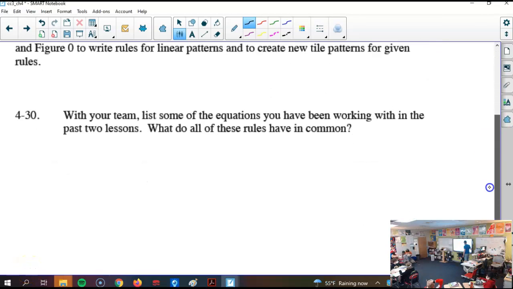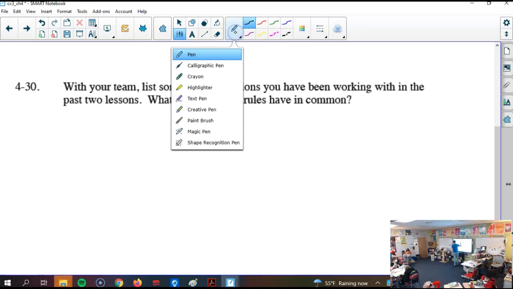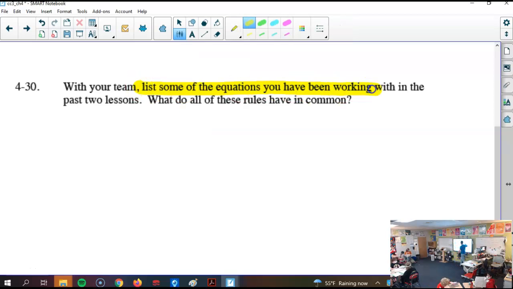Your goal is, with your teammates, work through these problems. So don't skip something just because it doesn't have a picture or something. We have directions. List some of the equations you've been working with in the past 2 lessons. So give a couple examples of a positive slope, a negative slope. We haven't really seen negative slope. Huh. Negative slope. It's an interesting thing to think about.